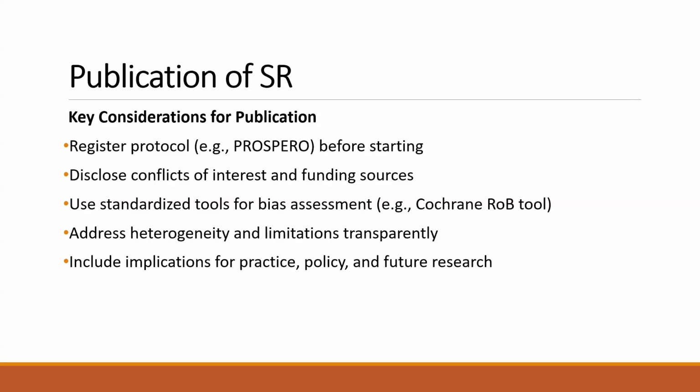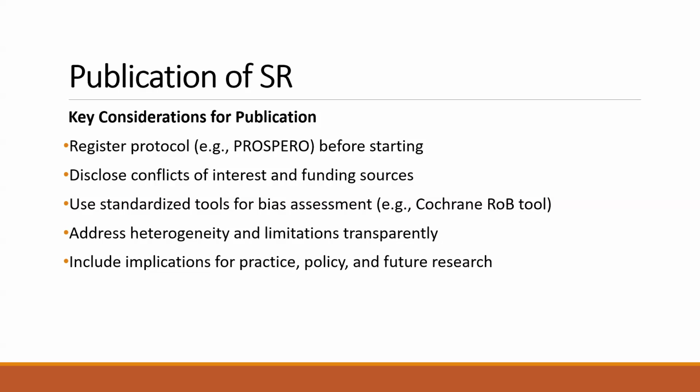So disclose conflict of interest and funding sources. Then use standardized tools for bias assessment. Like as I told, if you're including randomized control trials or non-randomized control trials, you can take help of the Cochrane risk of bias tool.